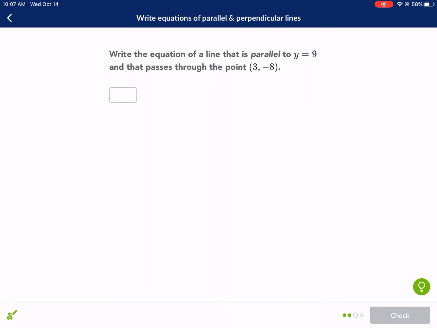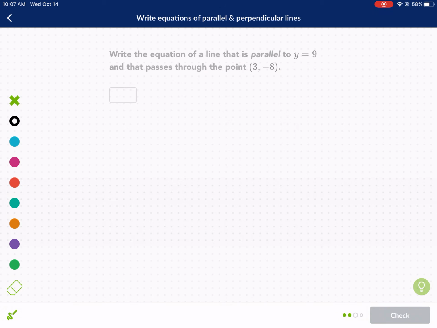Good. Write the equation of a line that is parallel to y equals 9, and that passes the point 3, negative 8. This one's fairly simple. Again, we have this equation here. The slope is 0x plus 9. And we need it to go through x1 and y1.